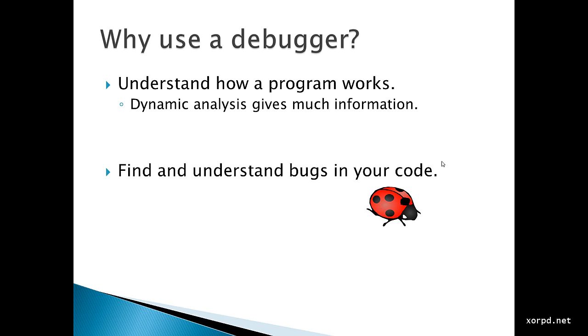Why use a debugger? Two main reasons. Using a debugger allows us to understand how a program works. That is because dynamic analysis usually gives much more information. If you only look at the code, you only see the general way in which things are going to work. However, if you perform dynamic analysis, you actually see the numbers inside everything. You see the numbers inside the registers. You can see the contents of the memory. Usually it will give you much more information and sometimes new insights about the program.